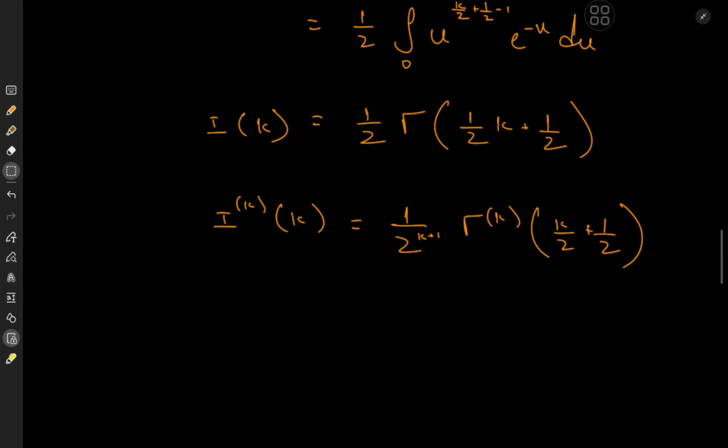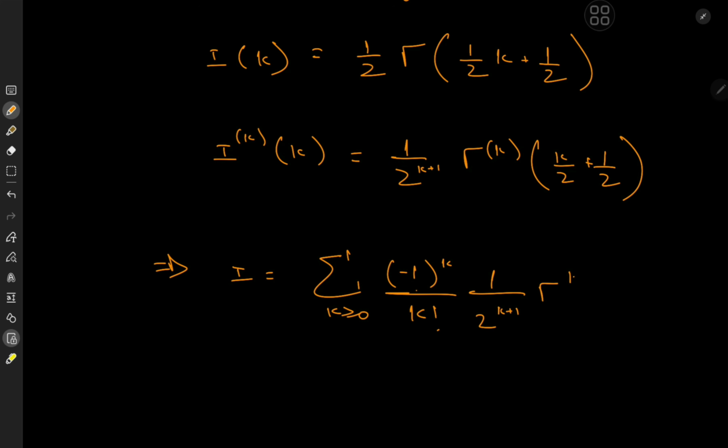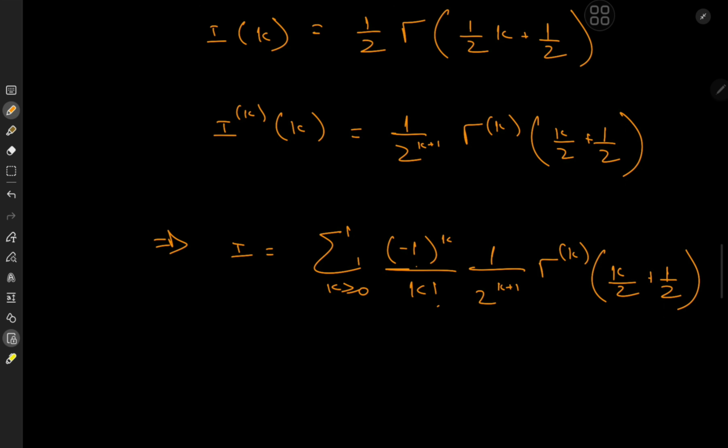So all of this implies that your actual target integral now is the sum over k of -1 to the k over k factorial times 1 over 2 to the k plus 1, times the kth order derivative of the gamma function at k over 2 plus 1/2. Again, math, I always say this, math is a lot easier than talking.